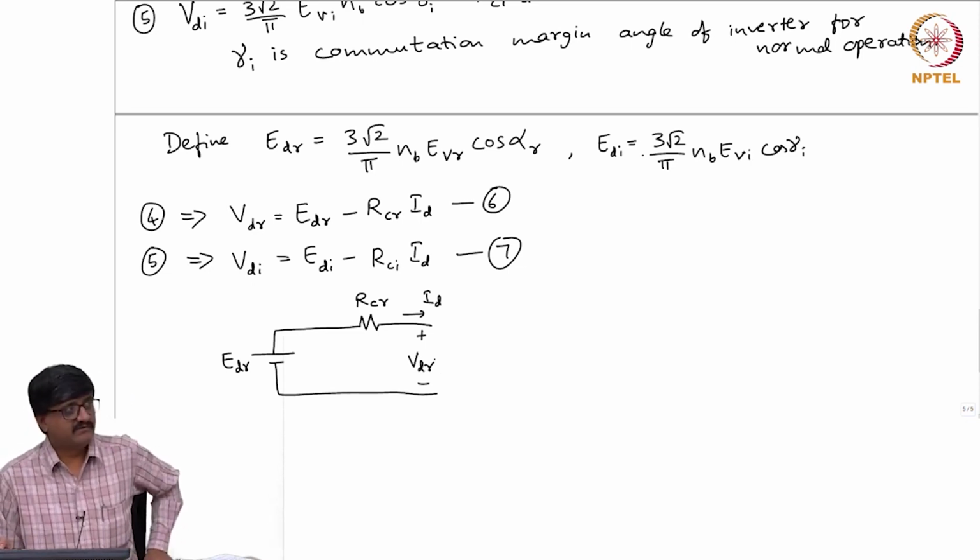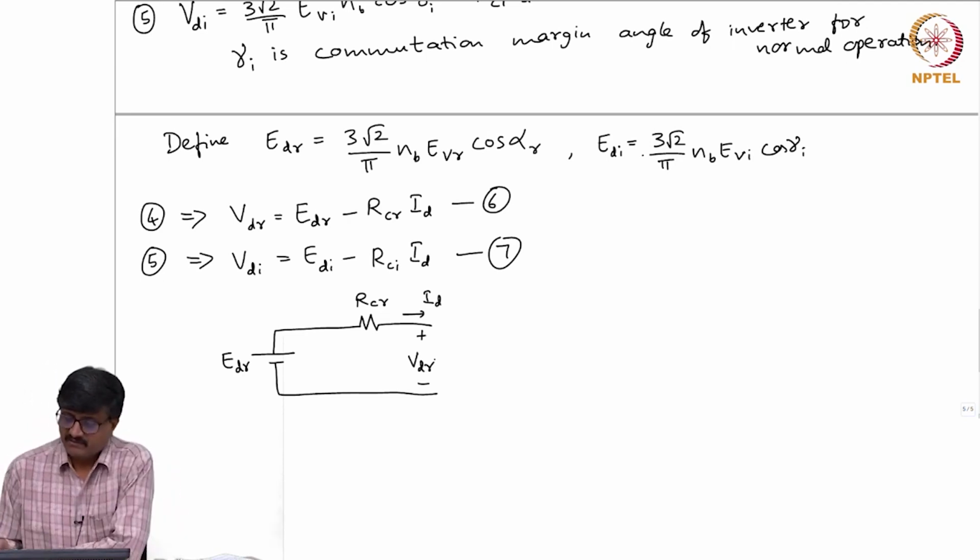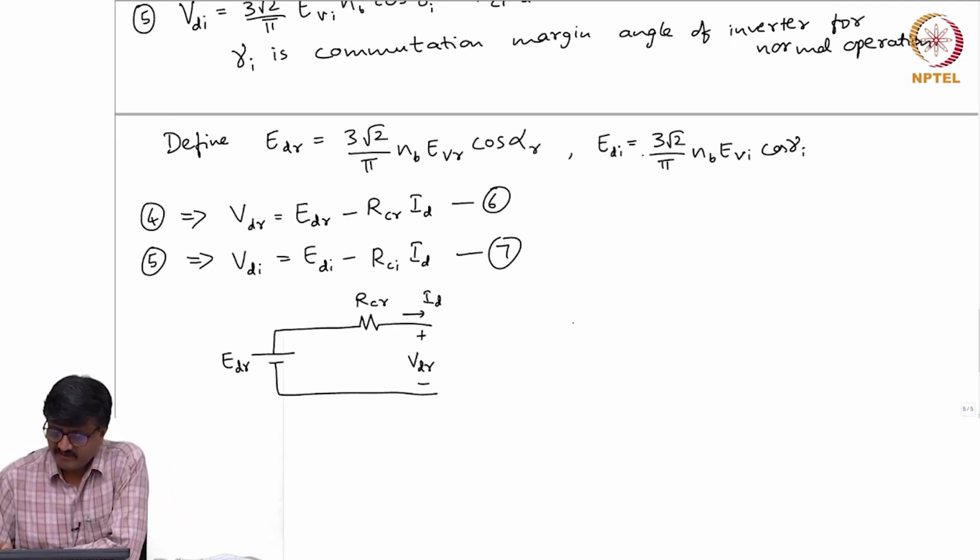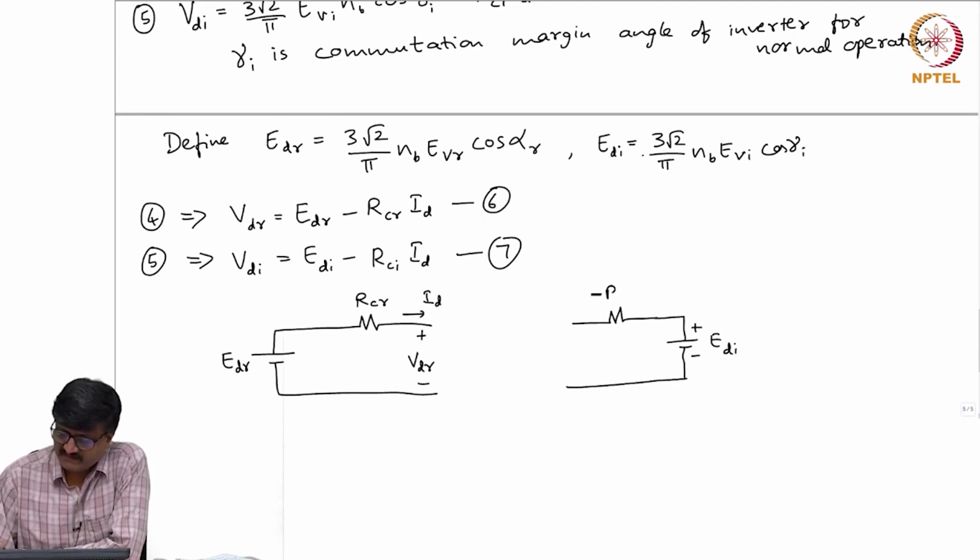Similarly, on the inverter side, I have equation 7, and I can draw an equivalent circuit for it. The voltage source is EDI, in series with the resistance RCI, and the current is the same ID. The voltage at these two terminals is VDI.